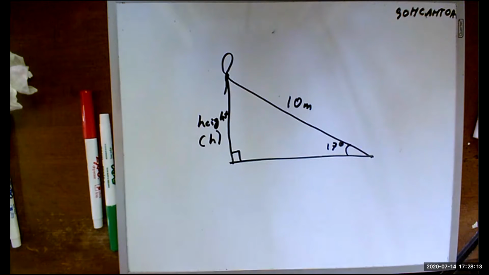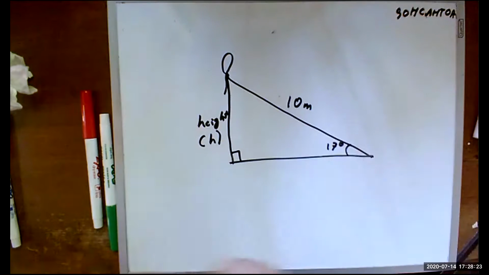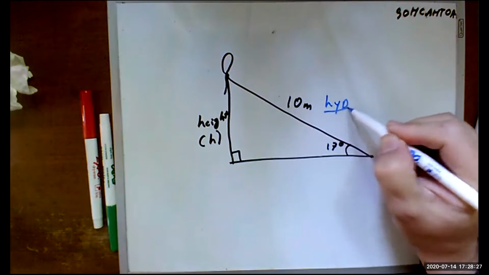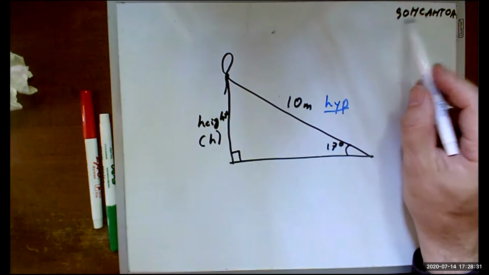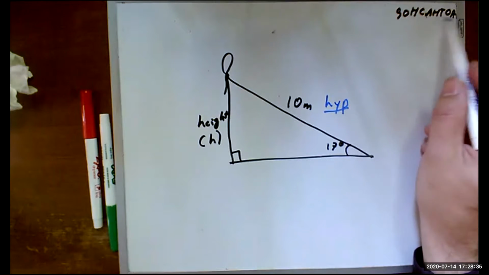Here's how we use trigonometry to figure this out. We always ask ourselves, what do we have and what do we need? So what we have in this case is our hypotenuse. Because we have our hypotenuse, we immediately know that we're down to using either sine or cosine because only sine and cosine use hypotenuse. Tangent does not.